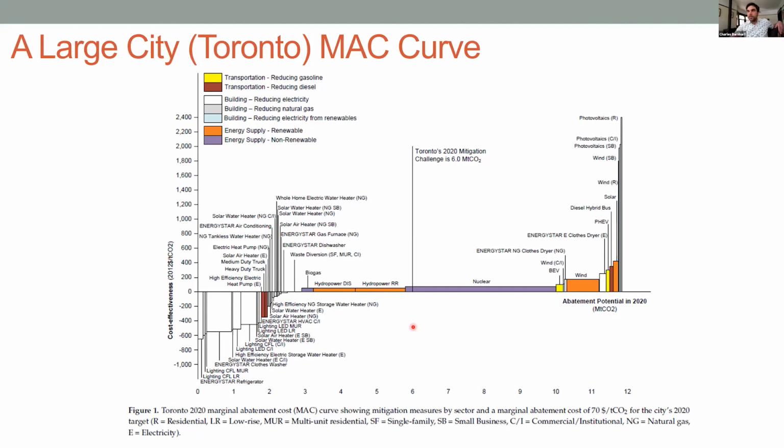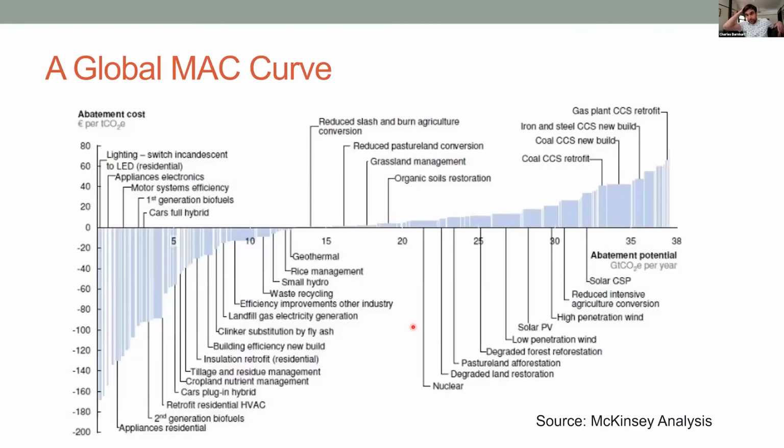Okay, and then here's one of the first ones to really make it big. Joel Swisher was making these back in the 90s, but I don't know, it didn't make it out there. But everybody really geeked out on these back in 2013 when McKinsey released this curve for the entire world. And so it's the abatement cost here in euros per metric ton CO2, and this is abatement potential in gigatons of CO2 equivalent per year.